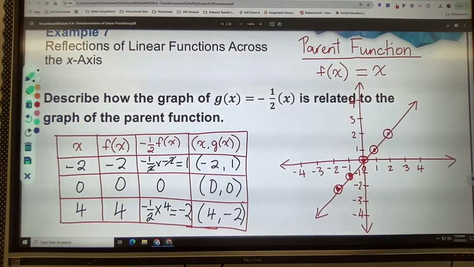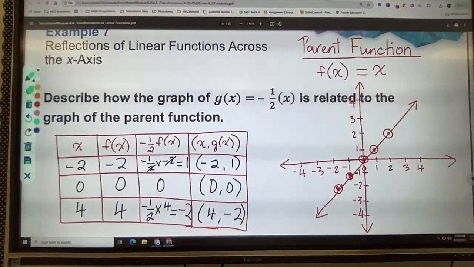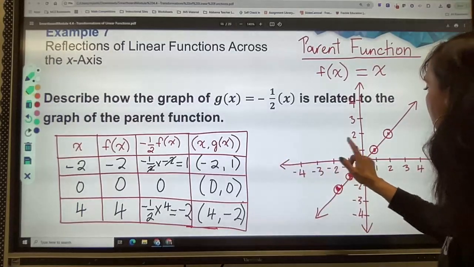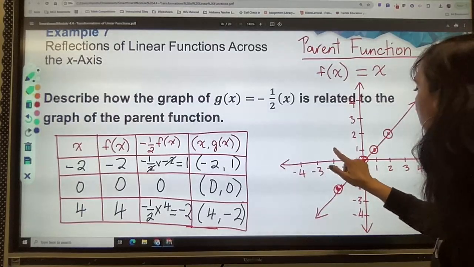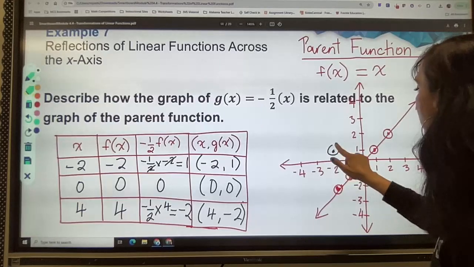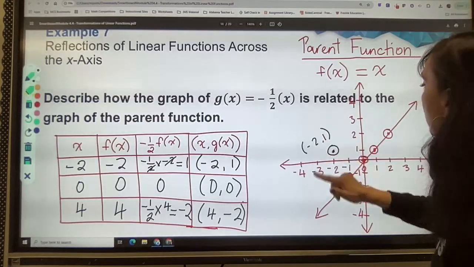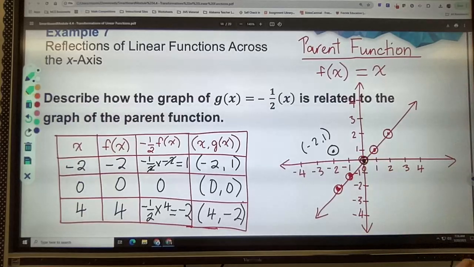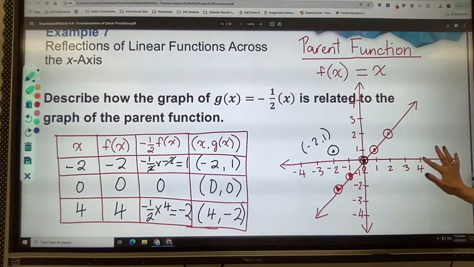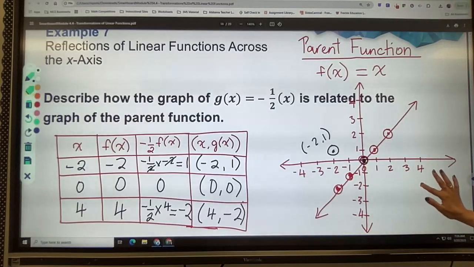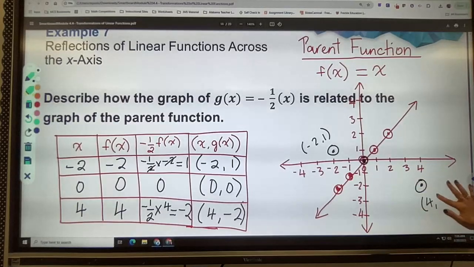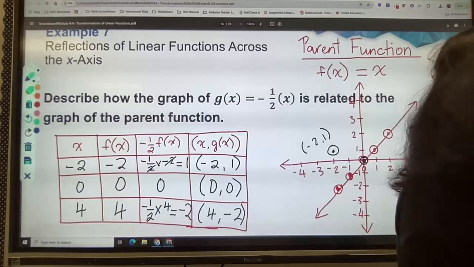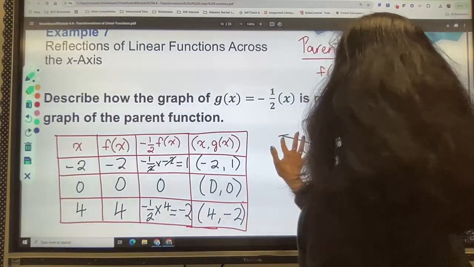Now, once I have this, I am going to go ahead and graph it. And so -2, 1. So here's -2 and here is 1. Okay, there we go. So this is my -2, 1. And I have 0, 0. Okay, and of course I have 4, -2, which is here. And then when I extend the graph, there we go.